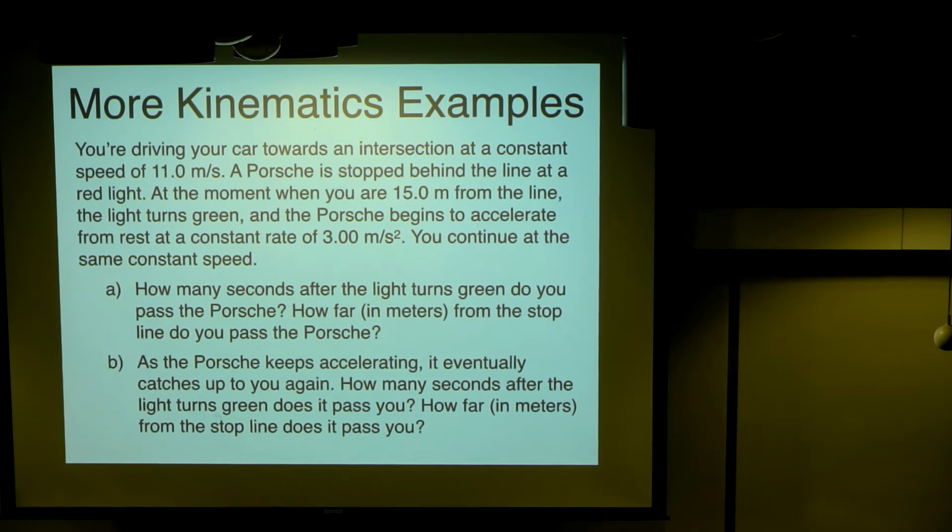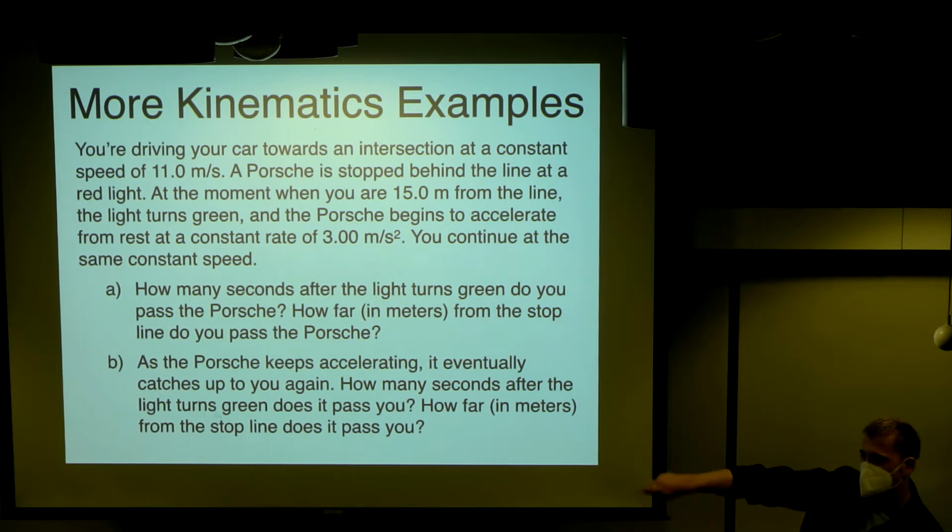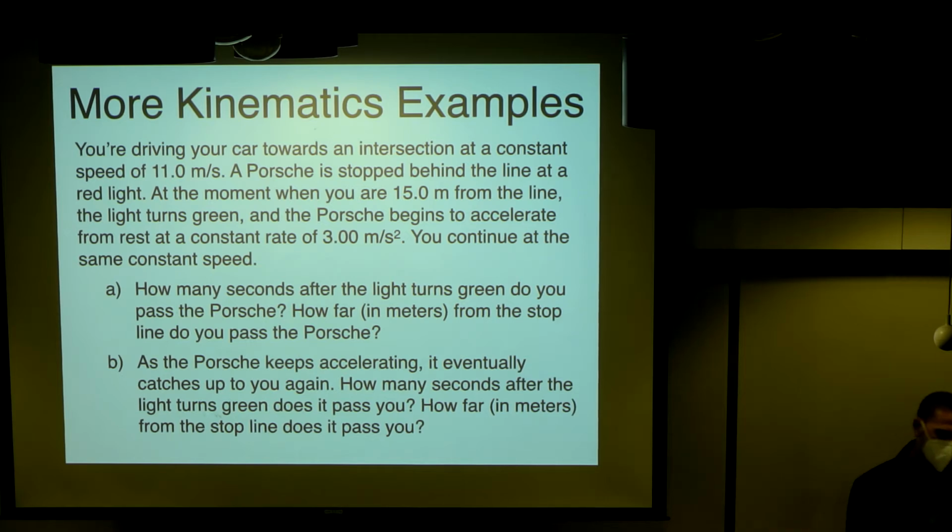So the first question says, how many seconds after the light turns green do you pass by the Porsche? That's when you overtake the Porsche. And how far from the stop line are you when that happens? And then the second question is, like I said, as you keep going, the Porsche eventually catches back up with you. When does that happen? So what time does that happen? And how far away from the intersection are you when that happens? Okay? So it's a lot to keep track of.